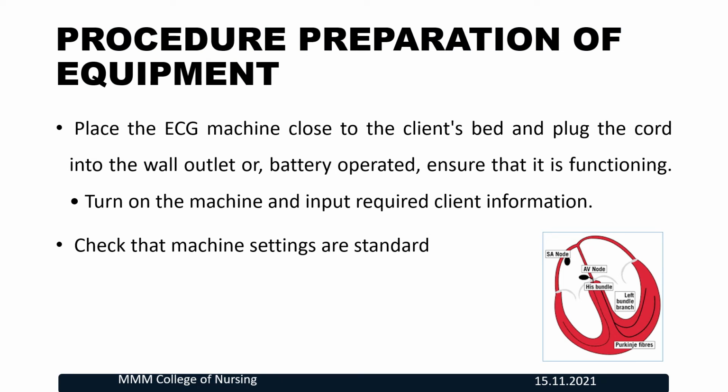Preparation of equipment. Place the ECG machine close to the client's bed and plug the cord into the wall outlet, or use battery operation, ensuring that it is functioning well. Turn on the machine. Input required client information. Check machine settings are standard.